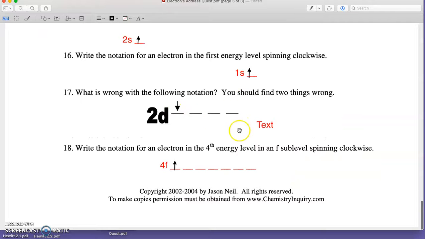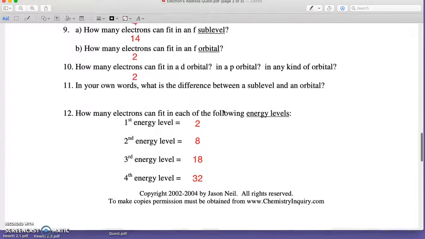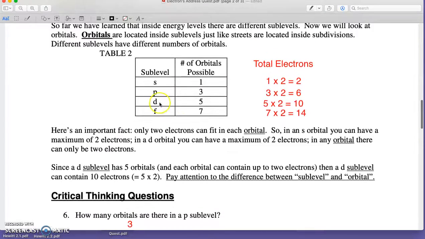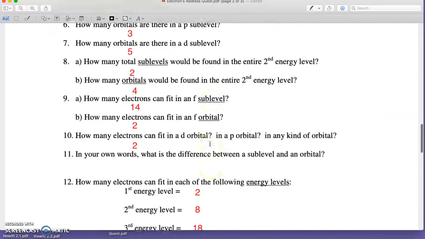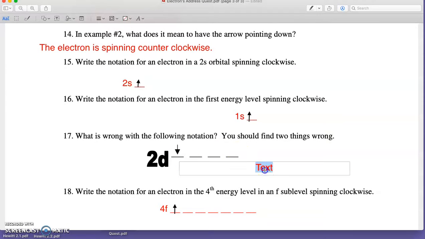Looking at this notation, what's wrong? You should find 2 things. So let's look. 2D, 4 lines, and an arrow pointing downward. Okay, an arrow pointing downward could be counterclockwise spin, so that's not wrong. So the D, should the D have 5 orbitals, or 4 orbitals? And the answer is no, the D should have 5 orbitals. So this is wrong because this D should have 5 lines. So the first thing wrong, it is missing an orbital.